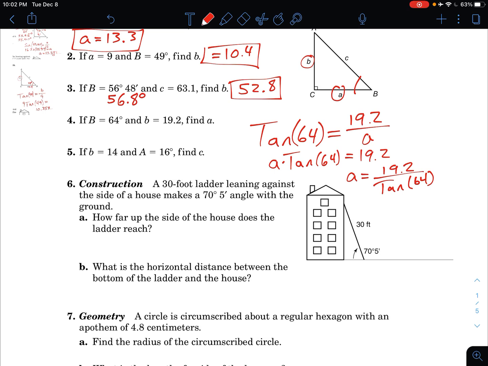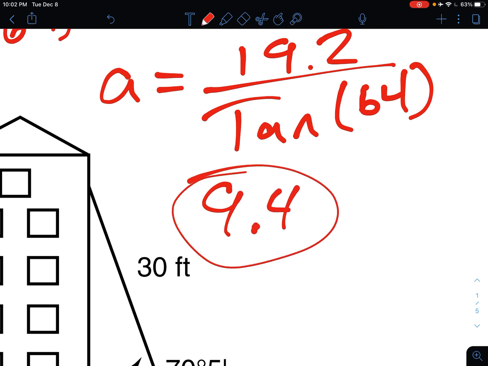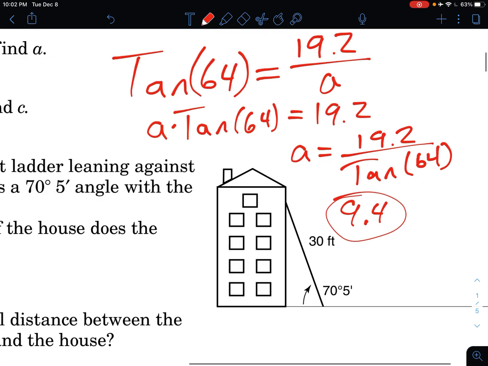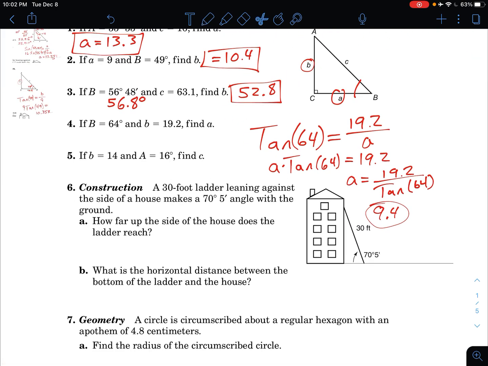So what I get on my calculator is 9.36, which is reasonable. It's close to 19.2 when it comes to triangle lengths for sides. So that would give us 9.4 if I round it to the nearest tenth. 9.4 for number 4.